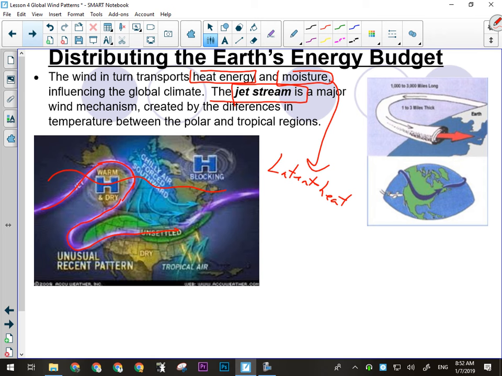Okay, so that's its big job. If I gave you a question on an exam, like, can you describe some of the ways in which energy is transferred on Earth? The jet stream should be one of those methods. And you would explain how it does that: it can move air masses around, it can force latent heat to move around, and that's important.